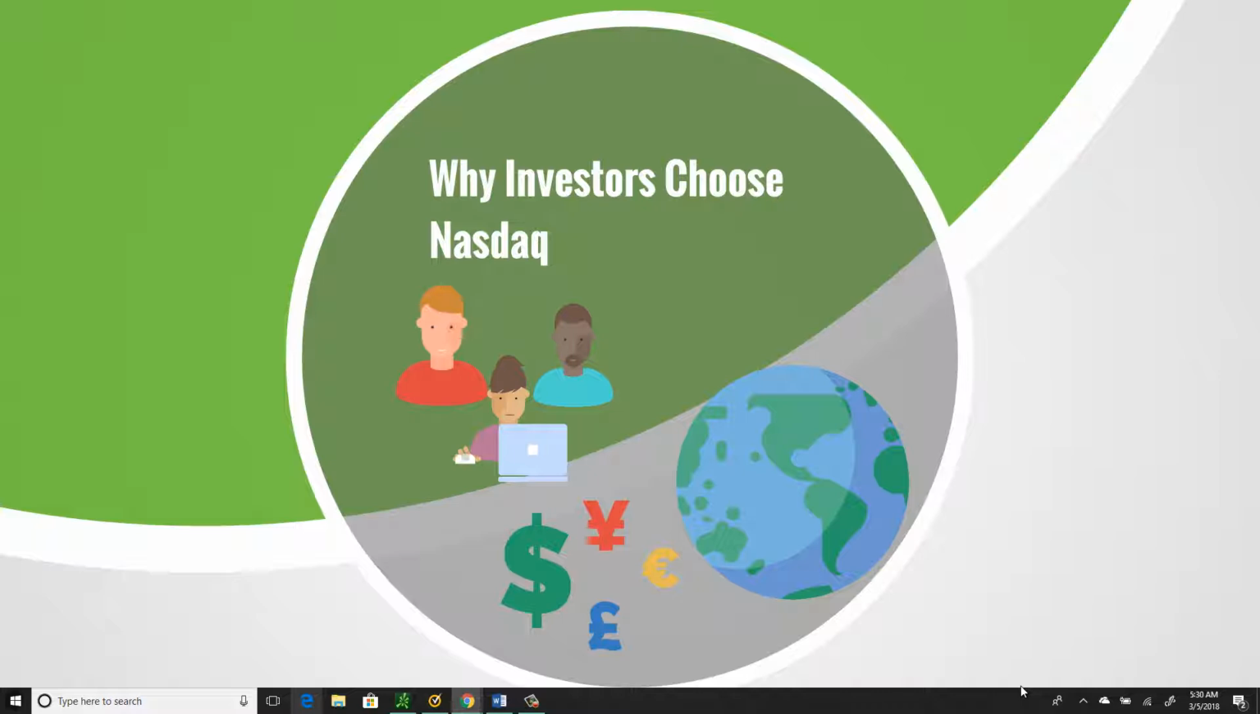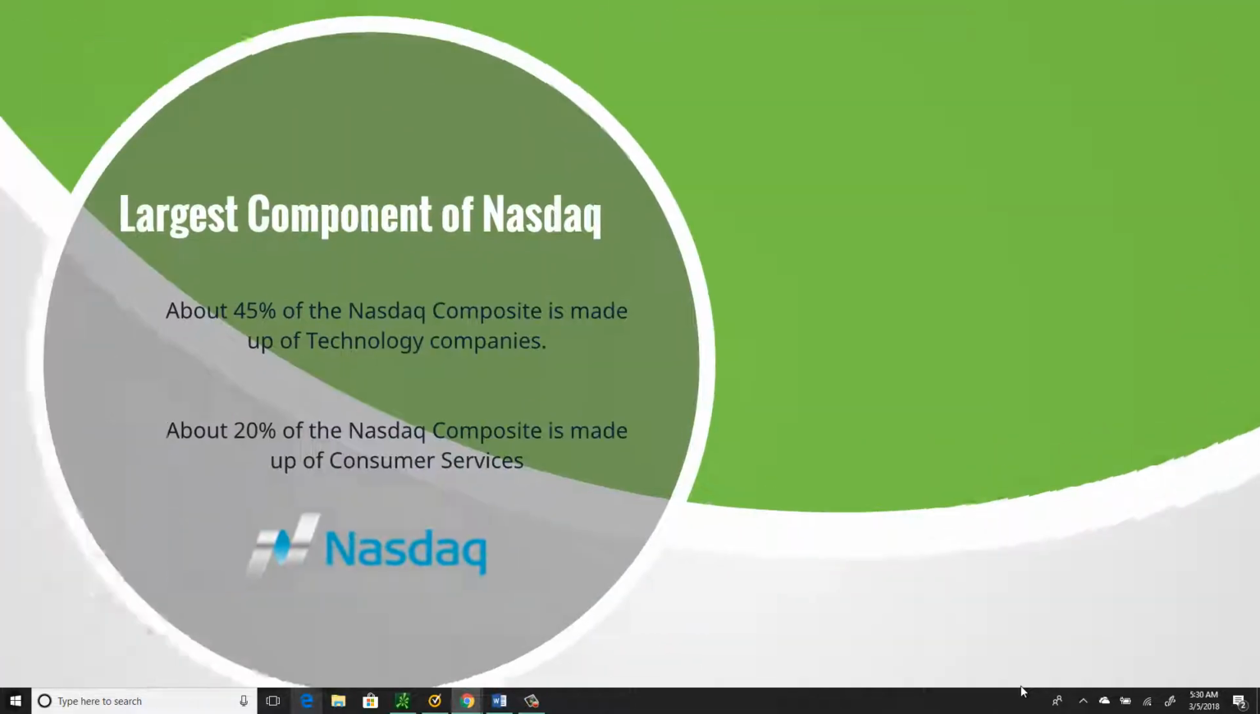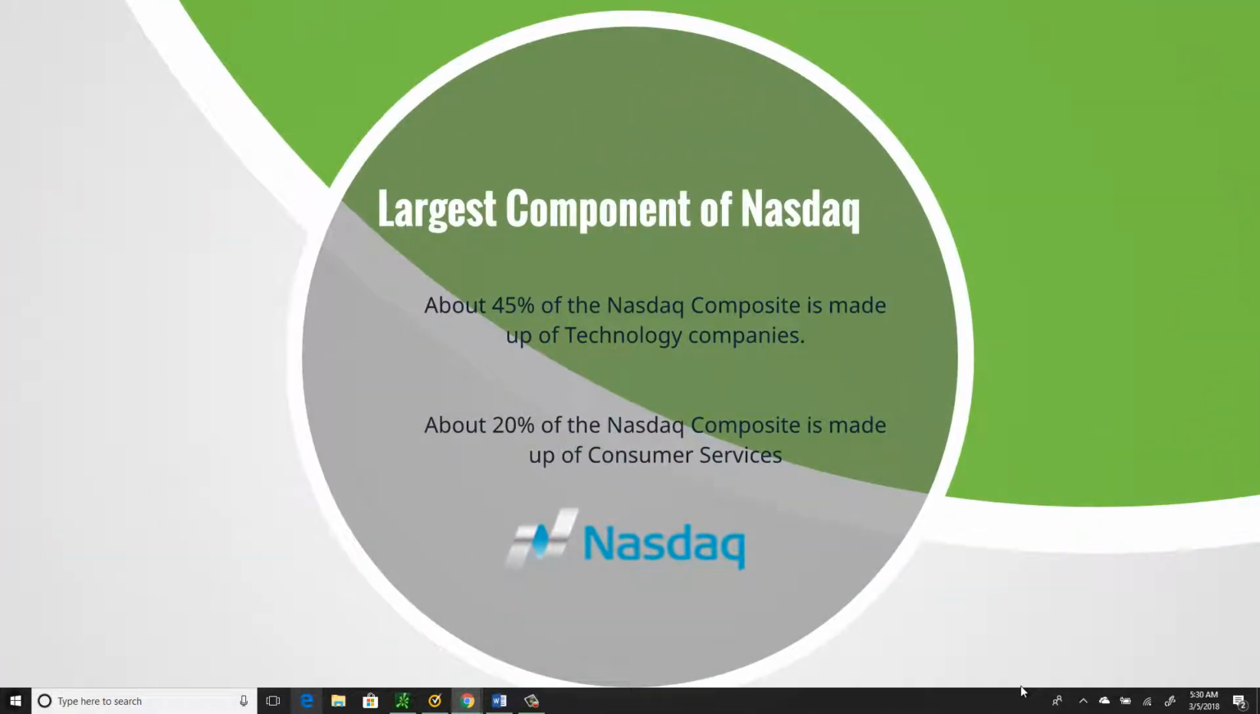It becomes a much easier market for do-it-yourself younger investors to be involved in. The largest component of that NASDAQ, 45% of the NASDAQ, is actually made up of technology companies. 20% of the NASDAQ is made up of consumer services. So 65% of the NASDAQ is made up in two sectors.